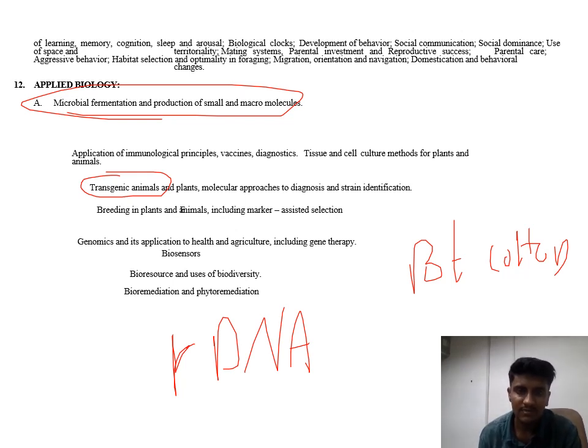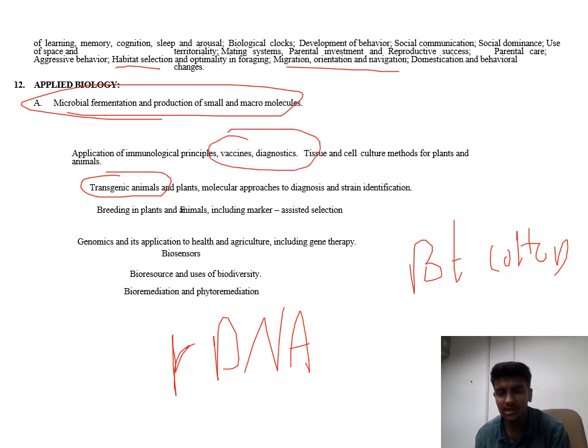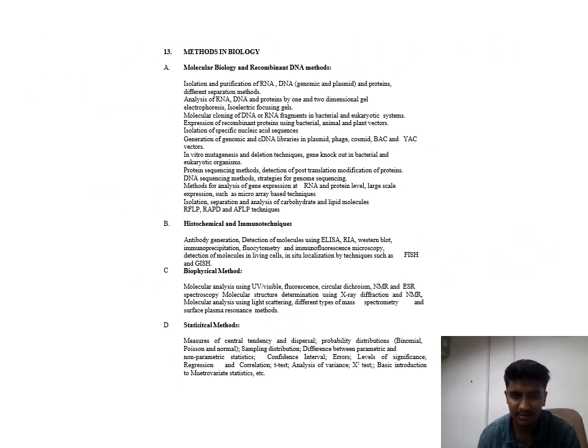Then you have a lot of habitat selection, mating, migration. These are few important concepts. Vaccines, diagnostic tests, tissue culture, cell culture, you know, that are very frequent. Culture media, these are MacConkey's agar, culture media, biosensors. These are very, very important and frequently asked things that come up.